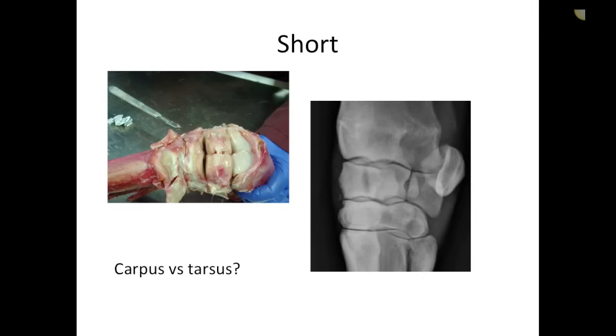Short bones make up the carpus and the tarsus, so they are the bones within the carpal joint and within the tarsal joint. And we'll go into the skeleton a little bit later on, but carpus is of course the wrist, and tarsus is the ankle, if we're comparing it to humans.